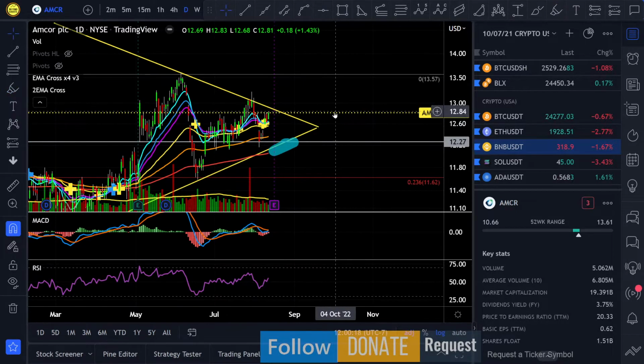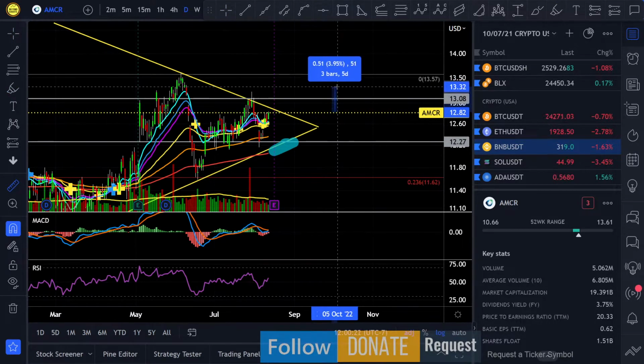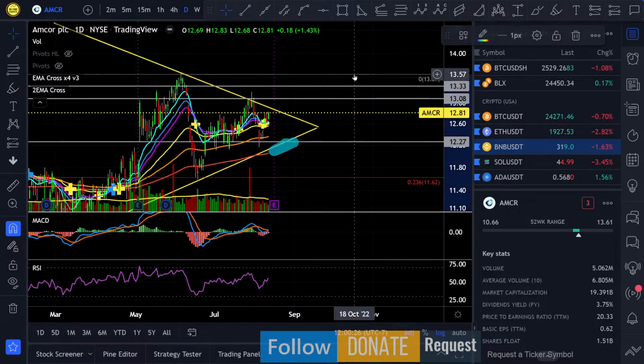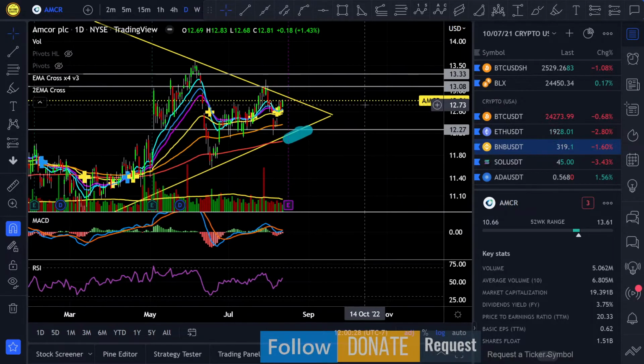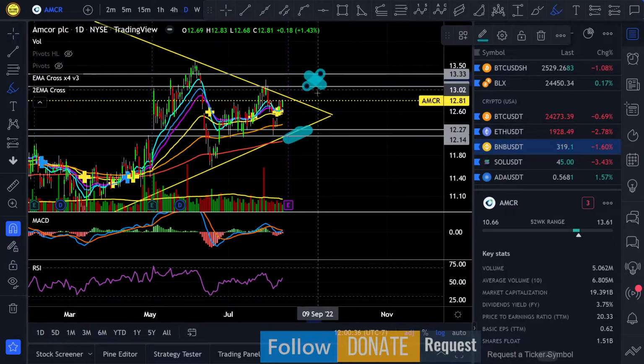And if it goes 2 to 4% to the upside, $13, 13.33 could be a problem in terms of the resistance breakout. So just watch out for these two levels. So hopefully that makes sense.